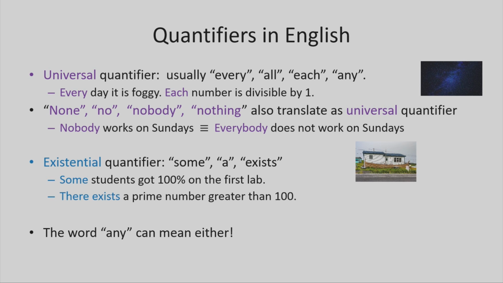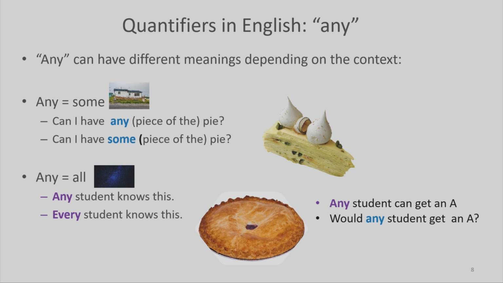But as you know, English is more confusing than logic. And there is one word, any, that can mean, well, any. Here is an example. Any can have the meaning of existential quantifier. Like if I say, can I have any piece of that pie? I'm not asking for every piece of the pie. I'm just asking for some piece. But if I say, any student in my class knows this, well, then the idea is that every single one of you knows it.